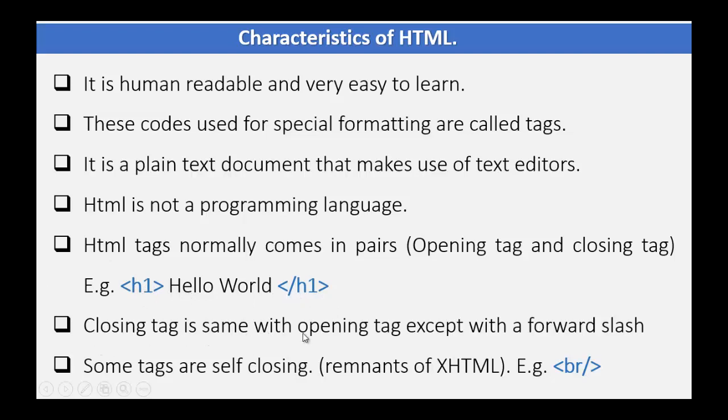The closing tag is the same as the opening tag, except with a forward slash. That is, if the opening tag is a table, the closing tag is going to be a table with a forward slash. If this is a span, then this too will end with a span and it will have a forward slash. So that is all about the characteristics of a markup language.